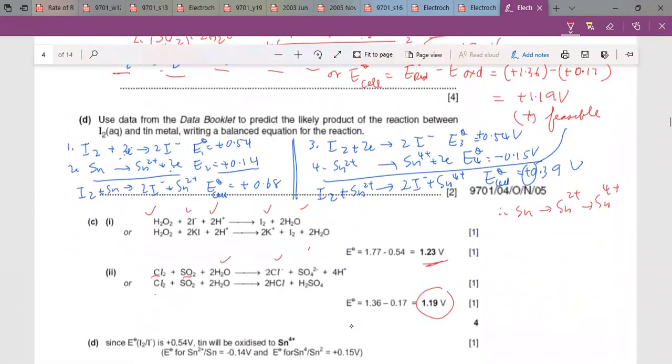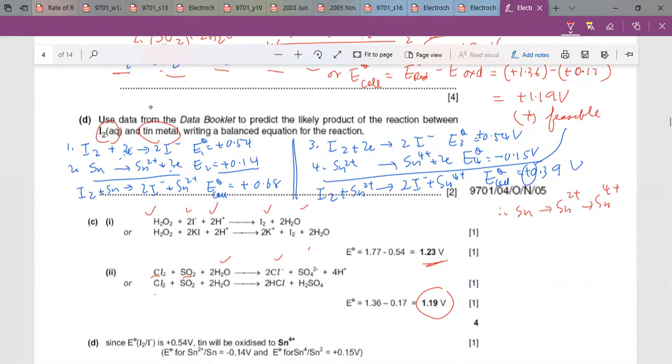Now the last one here is very nice. Here they put it for special consideration: use the data to predict the likely product of the reaction between I2 and tin metal. Both of them are neutral. I2 and tin metal, and balance the reaction.